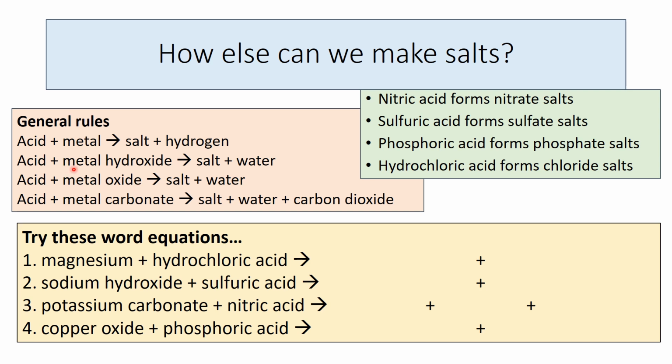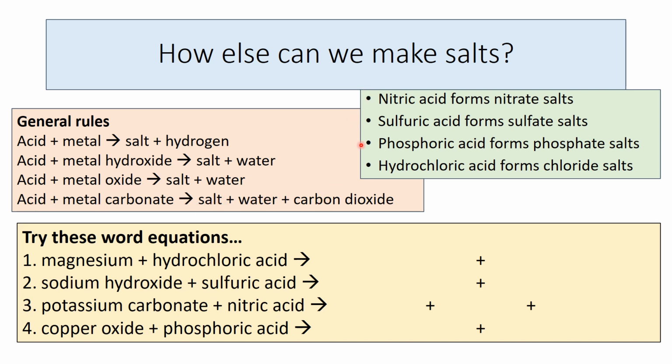So this is known as a special sort of base, an alkali, whereas this is known as just a base on its own because it doesn't dissolve in water. The other one that we finished on last video lesson was an acid plus a metal carbonate. Now metal carbonates, as well as forming a salt and water, just as the other two bases do, they also form carbon dioxide. So whenever you take an acid and a metal carbonate, you form a salt, water and carbon dioxide.